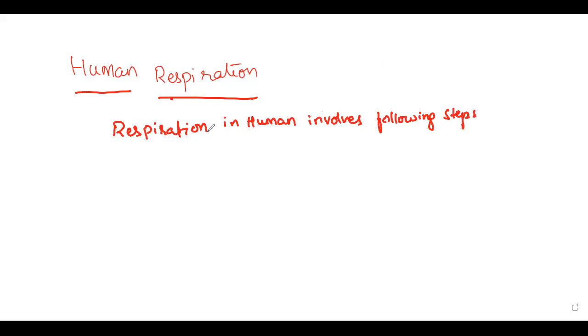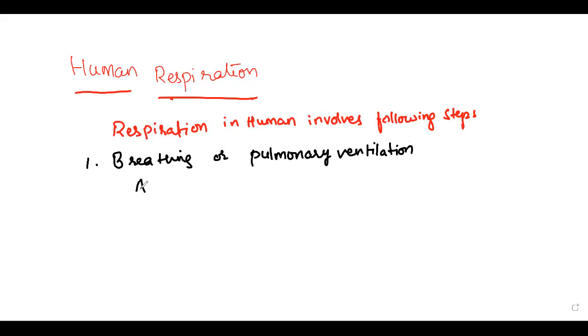So let's start. Number one, breathing, or we can say pulmonary ventilation. Shall we make the sequence for this breathing, pulmonary ventilation? So where to do here? From atmospheric air to alveoli of lungs, isn't it?